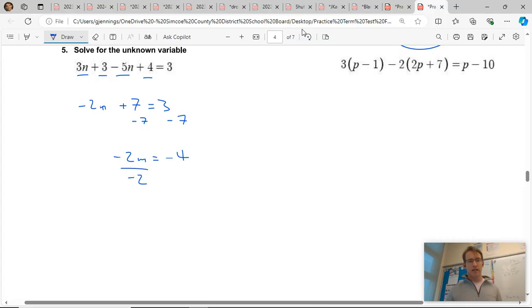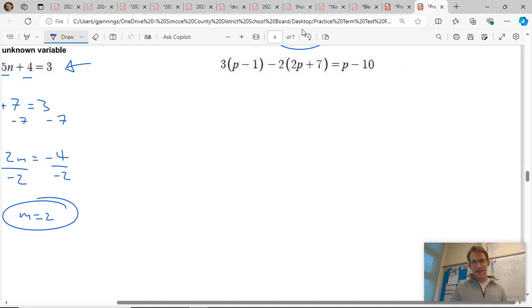Divide both sides by negative 2, because I'm multiplying by negative 2, so I do the opposite, which is divide by negative 2. That gives me m is equal to 2. And that's true. M is 2 is true. Up there, at least.